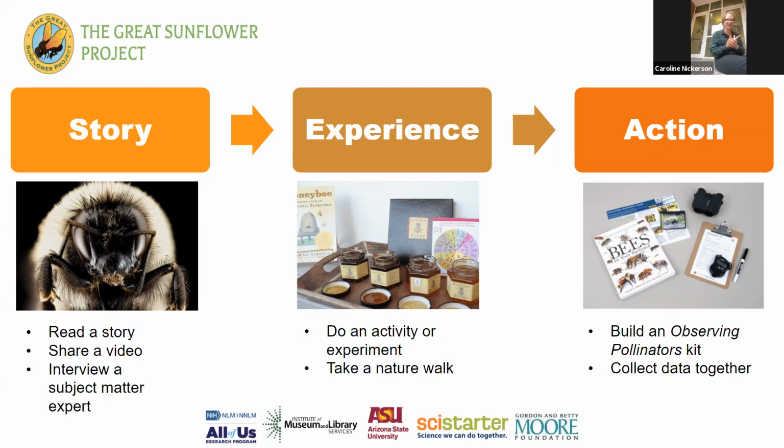You can explain what pollination is, what a pollinator is, what some local pollinators are, and you can invite a subject matter expert to do that with you too. There are recordings of the project leader from the Great Sunflower Project, or you can contact SciStarter, or you could use our people finder and we could help you find a local expert. You could read a story, you could share a video, you just explain why pollinators matter. Then you move them to the experience. So you could demo the project for them.